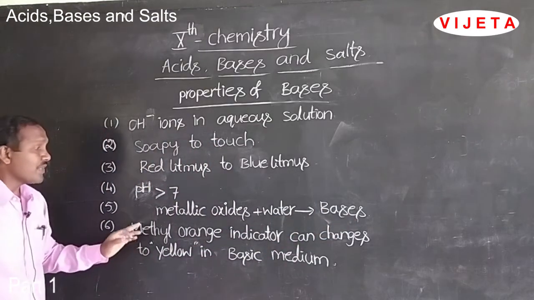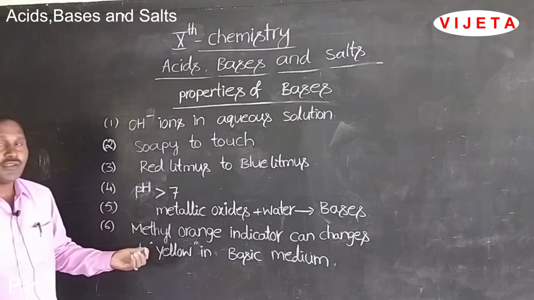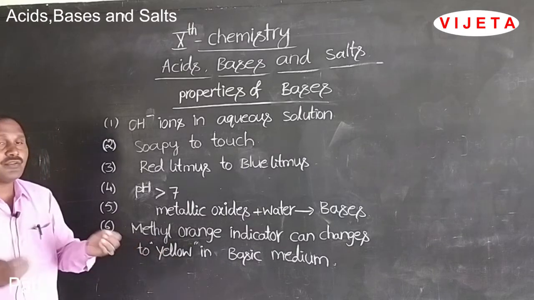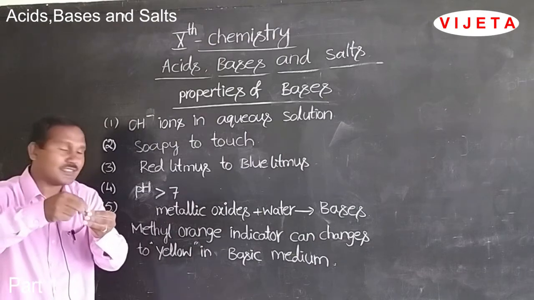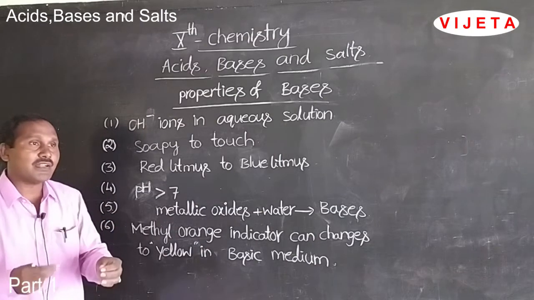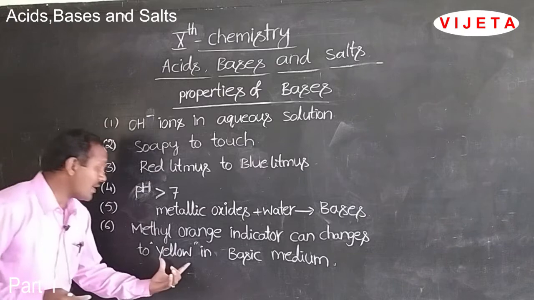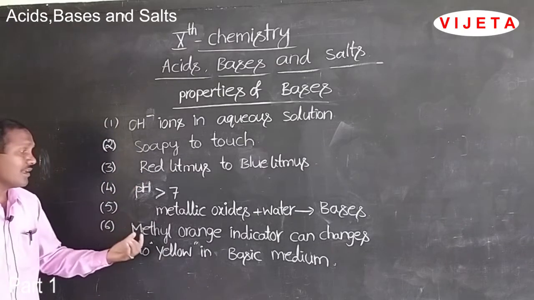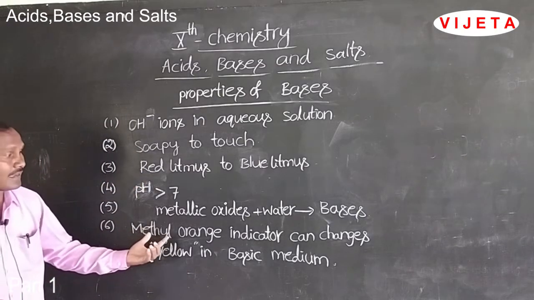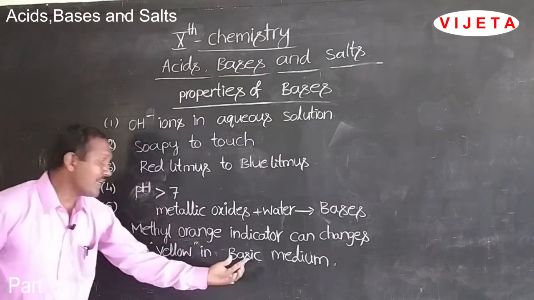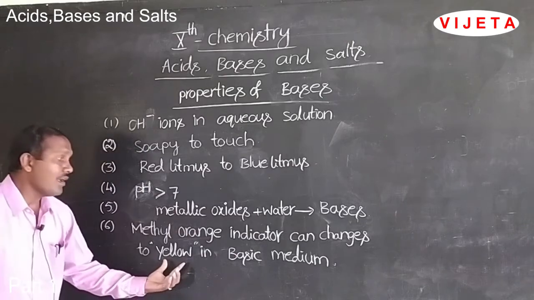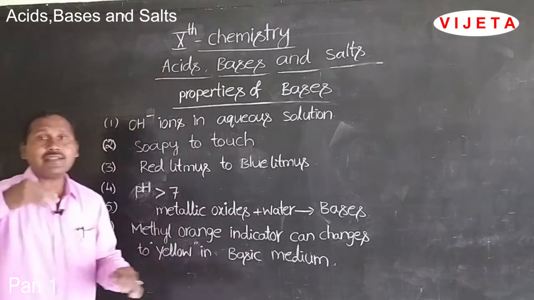Next, the methyl orange test. You take a substance and add 2 or 3 drops of methyl orange, and a yellow color is formed. So here also, methyl orange indicator turns yellow in basic medium. In basic medium yellow color is formed, and in acidic medium red color is formed.